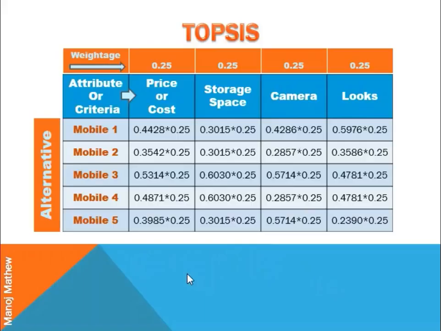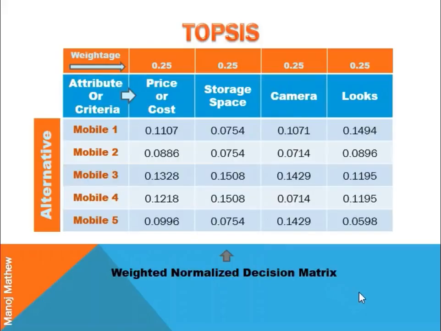Next, we multiply the weights of each criterion with the normalized performance value of each cell. So here we can see that 0.25 is being multiplied by the normalized performance value. Similarly, this is the weightage for storage space, weightage for camera, weightage for looks. Each weightage is being multiplied by the normalized performance value. Now this is the weighted normalized decision matrix.